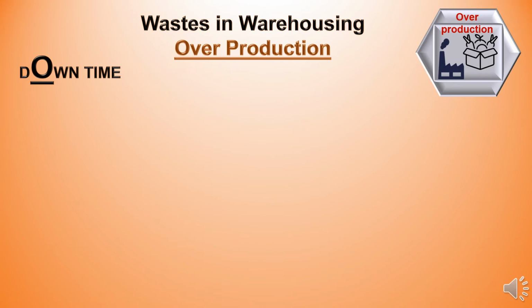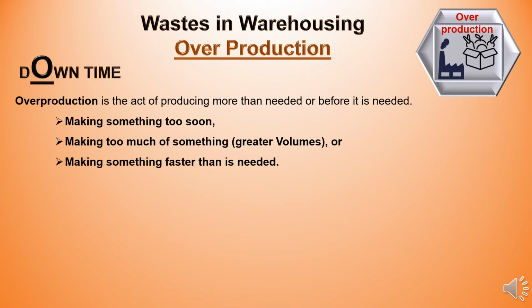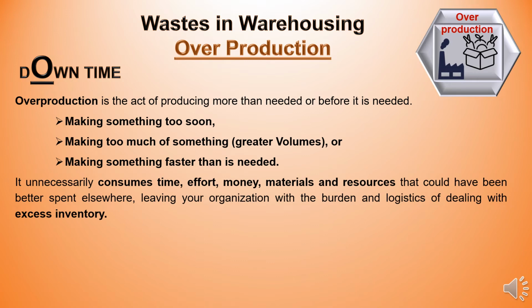Wastes in warehousing. The second waste in DOWNTIME, that is overproduction. Overproduction is the act of producing more than needed or before it is needed. Making something too soon, making too much of something, greater volumes, or making something faster than is needed. It unnecessarily consumes time, effort, money, materials and resources that could have been better spent elsewhere, leaving your organization with the burden and logistics of dealing with excess inventory.